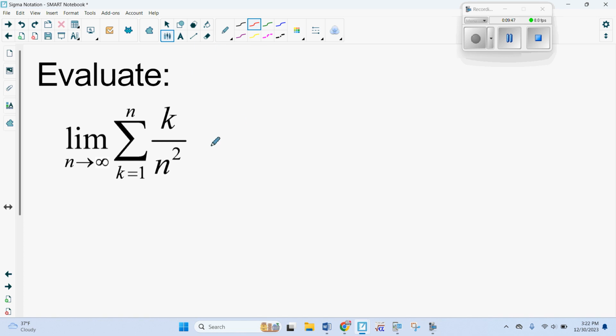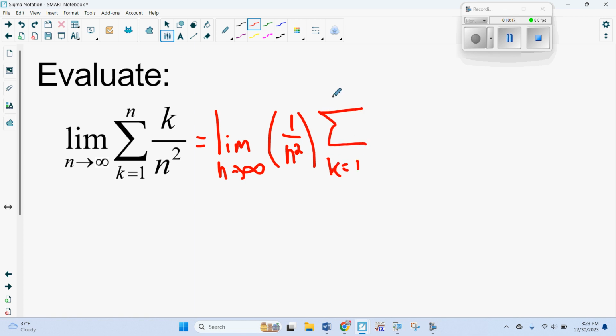Now at this point, we are just learning how to evaluate this. As we go into the next chapter, we will deal with where this limit comes from and setting this up. But for now, we're just solving a limit that's given to us. So the limit doesn't change: limit as n goes to infinity. This n squared is not part of the sigma, so that can be pulled out in front, and we get 1 over n squared, and then we're left with sigma k equals 1 to n of k.